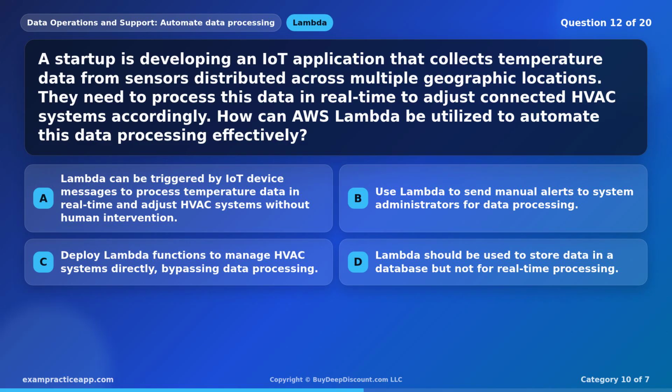The correct answer is option A. Lambda can be triggered by IoT device messages to process temperature data in real time and adjust HVAC systems without human intervention. Explanation: AWS Lambda is highly suitable for processing IoT sensor data in real time as it can be triggered automatically by events, such as messages from IoT devices. Once triggered, Lambda functions can process temperature data and issue commands to adjust HVAC systems dynamically, ensuring optimal environmental conditions are maintained efficiently and autonomously.